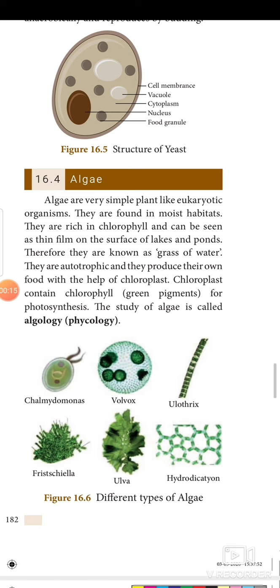Amen. Dear children, we have seen about microorganisms in the previous class up to yeast. Now we are going to see about algae.